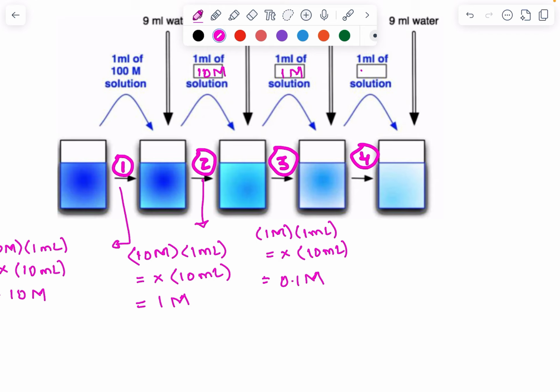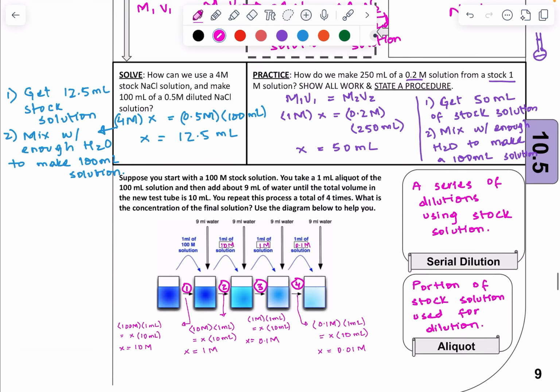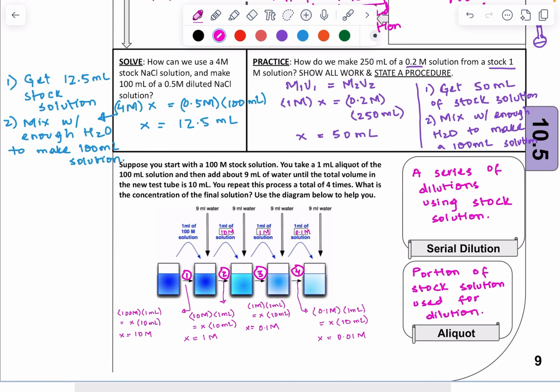And then lastly, we're going to use that 0.1 molar stock solution. Take a 1 milliliter aliquot and then make a 10 milliliter solution. So now the concentration of the final diluted solution is going to be 0.1 divided by 10, which is 0.01 molar. And this is how you do the calculations for your serial dilutions.